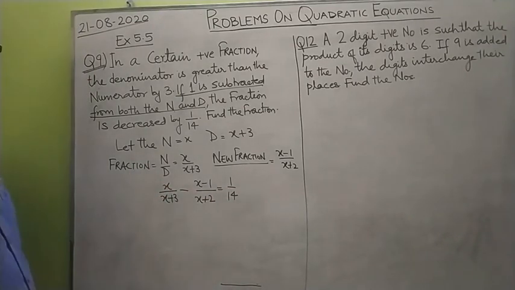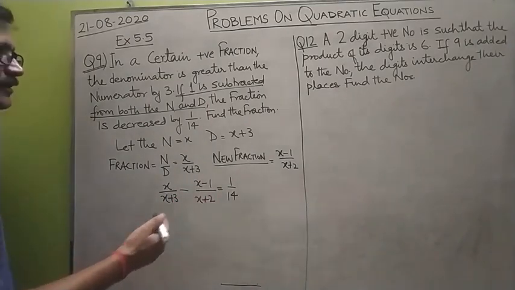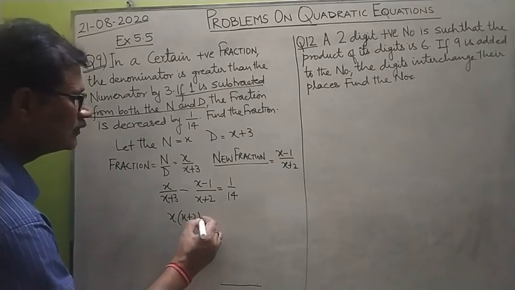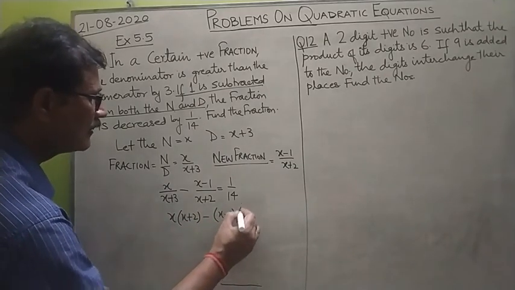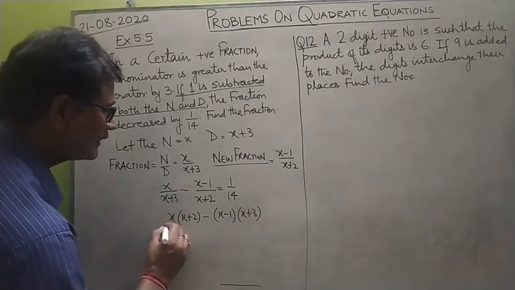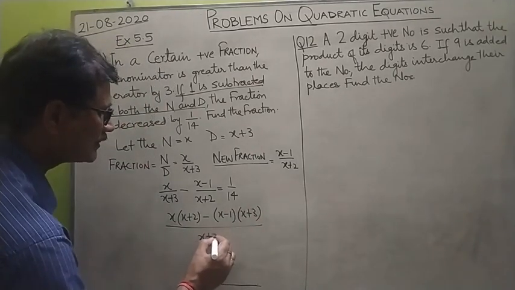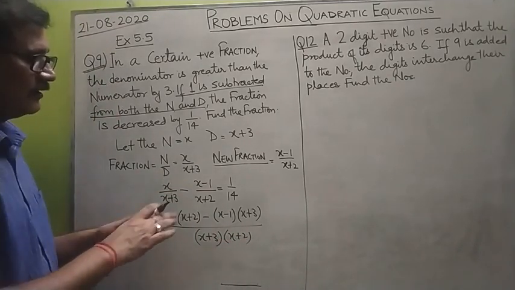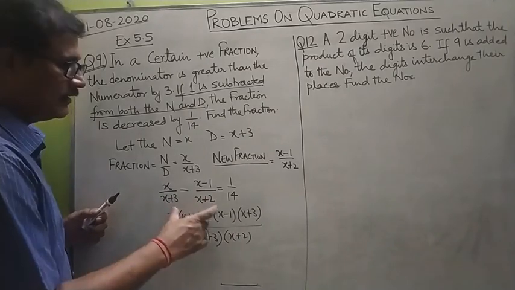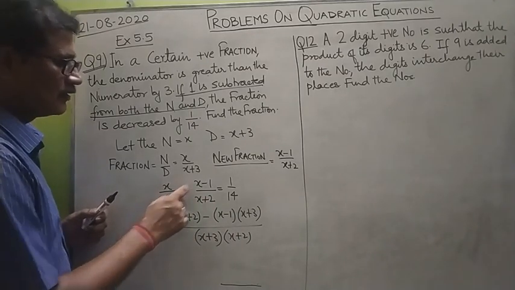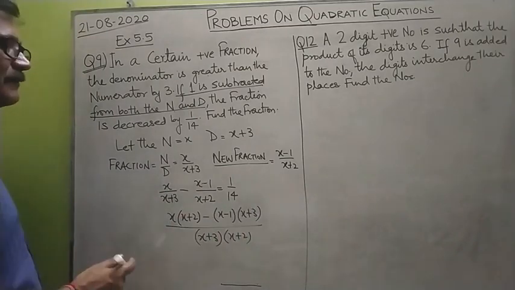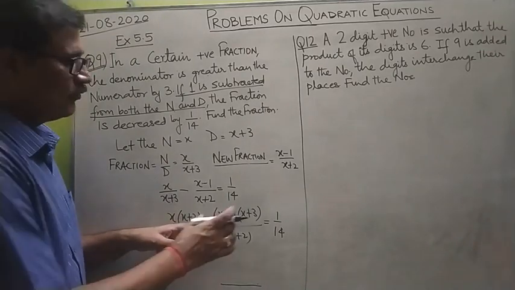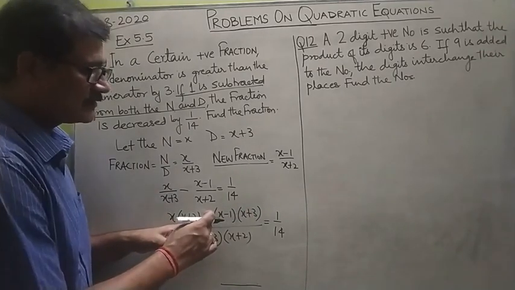Children, you need to simplify this equation. You know how to solve it by taking out the LCM. When you take the LCM, it becomes x times x plus 2 minus x minus 1 times x plus 3. Since the LCM is the product of the denominators, we cross multiply the numerator with the denominators. So we simplify this, and be careful here, it's minus. So when you multiply this, the resultant of this has to be subtracted.